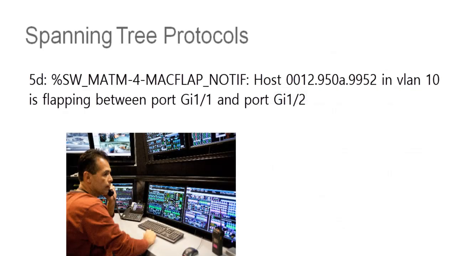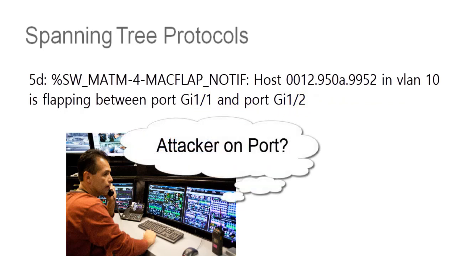As a security analyst, what suspicions can be determined by looking at this log information? This log entry shows a MAC flap notification message with the MAC addresses in VLAN 10 flapping between ports gigabit 1/1 and gigabit 1/2 on the switch. There could be various reasons for this event being triggered. For example, if there's an attacker on port gigabit 1/2 trying to spoof the MAC address on the host on gigabit 1/1, then there's a possibility that the switch generated the log message.